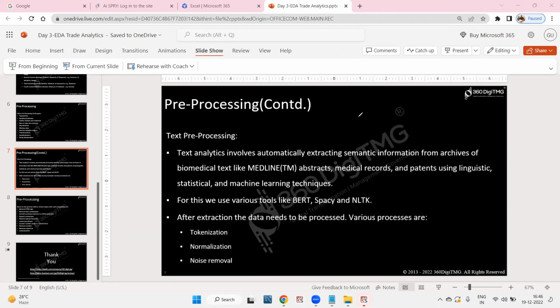Second thing, measures of spread or distribution. Measures of spread, distribution, or dispersion. That is about the second moment business decision. It will talk about spread, dispersion, or distribution.